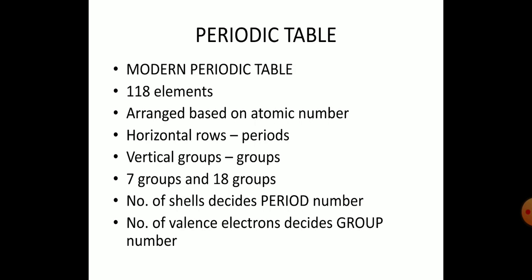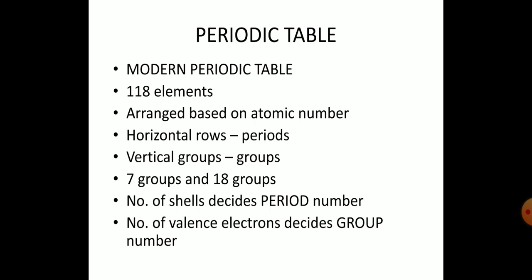In the table, think of rows and columns. The horizontal rows are called periods. The vertical columns are called groups. We have 7 periods and 18 groups.